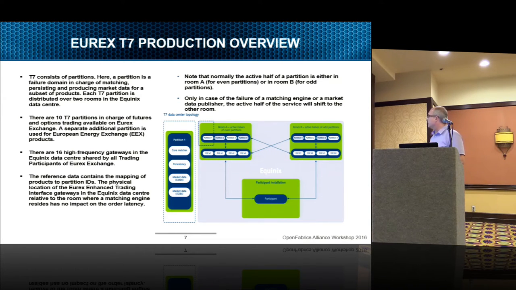But, okay, we need a network in between, because we want to use all the machines. We have a hot-hot system, so all the traffic is always traveling between these two rooms. So what we have is 10 partitions, actually, which always consist of two process pairs. So we have two matching engines running per partition, two trade managers, always such a hot-hot implementation.